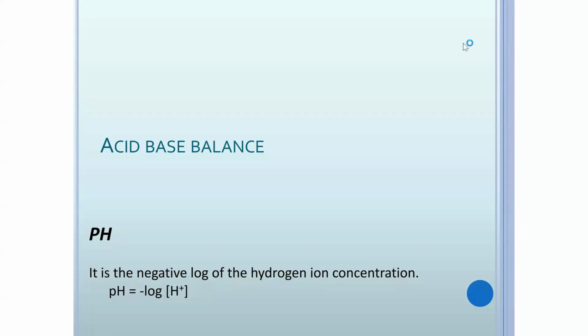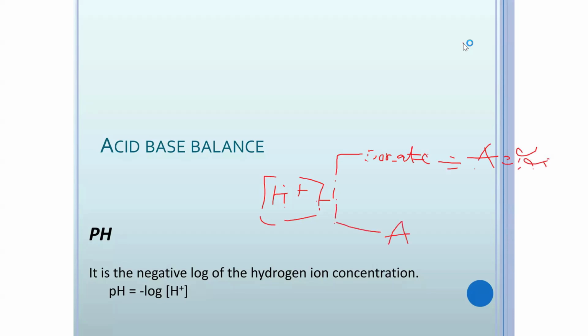So for example, when we have a substance that donates hydrogen ion, that substance is considered an acid. Then when you have substances that accept hydrogen ion, that substance is considered a base.